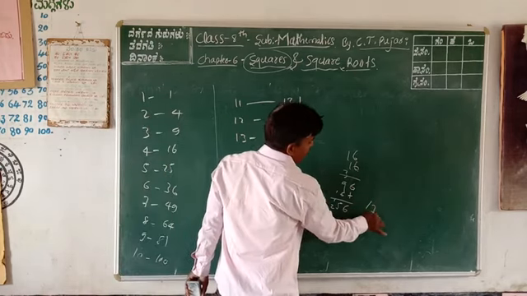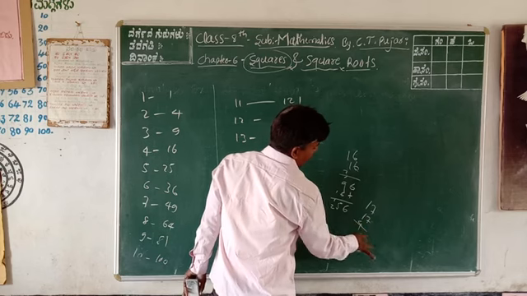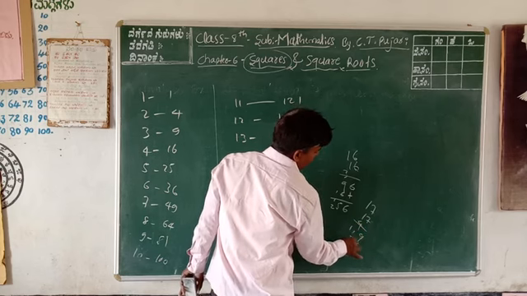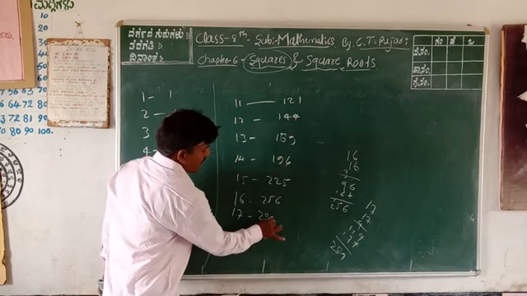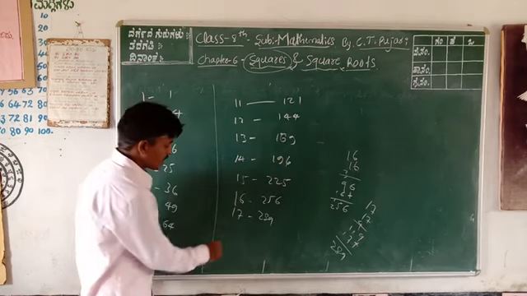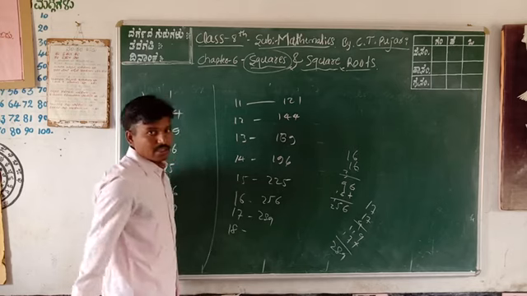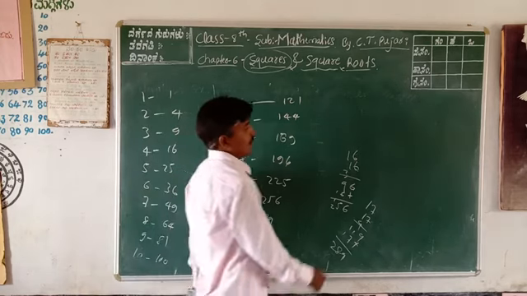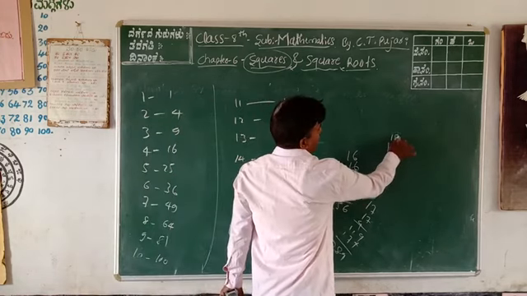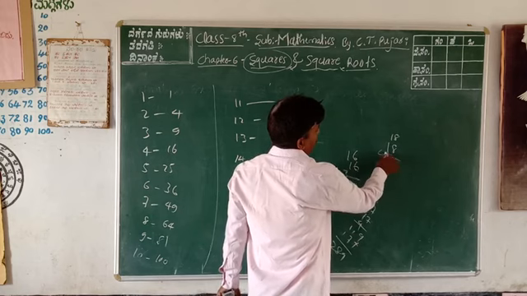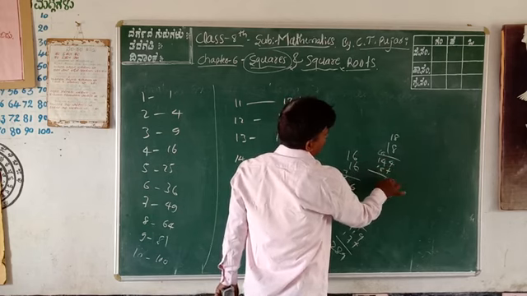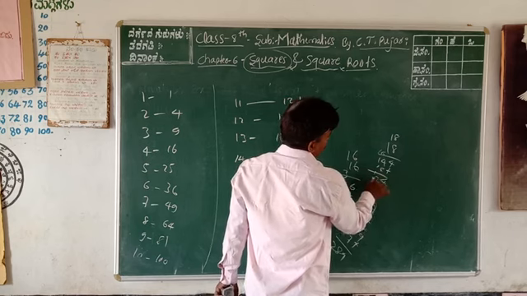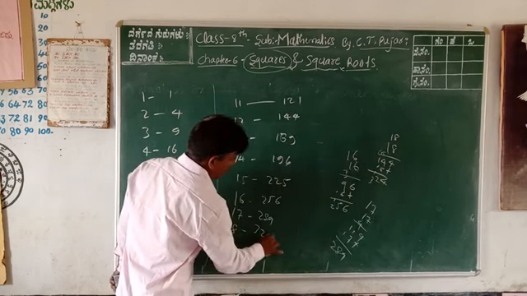17 into 17, therefore 289. 289 is a square. What about next? 18. What is the square number of 18? Therefore 18 into 18 again, and the answer is 324.